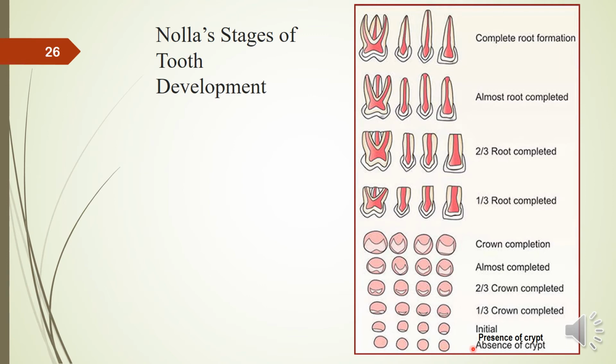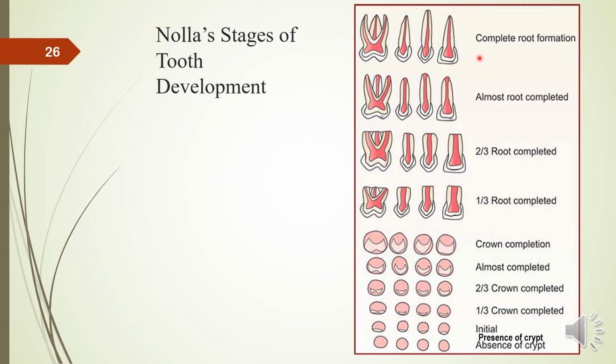If you see here in the diagram, the first, stage 0, is absence of crypt. After this we have stage 1, which is the presence of crypt, after which we have initial calcification, stage 2. Then we have the stage of 1/3 crown completed, then 2/3 crown completed, then crown almost completed, and the crown completed. After crown completion, 1/3 root development completed, 2/3 root development completed, stage 9 is almost root completed, and stage 10 is complete root formation.